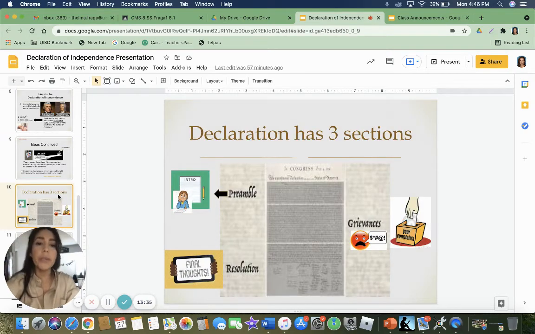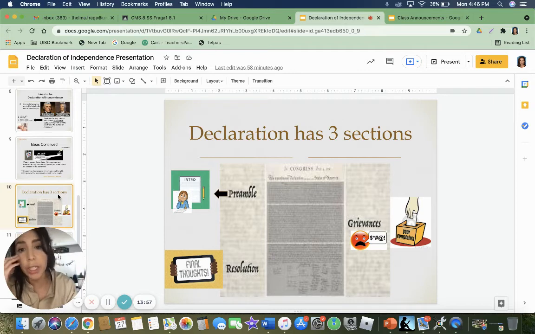Now, the Declaration of Independence is a rather lengthy document. And anytime you're going to write an essay, do you just write everything in one long paragraph? No. We kind of divide it up into sections. We usually have 3 sections in an essay. We got our introduction, we got our body, and then we got our conclusion. Well, the Declaration of Independence has 3 sections as well.